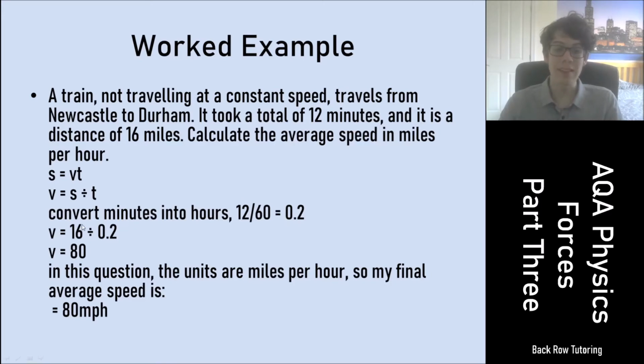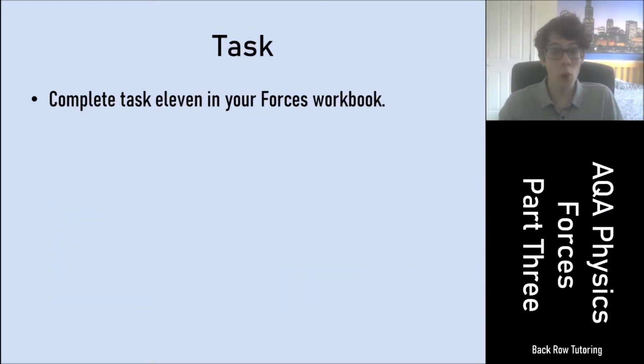V is equal to 16 divided by 0.2. So our velocity, or our speed, is equal to 16 miles divided by 0.2 hours. So that means our speed is 80. In this question, the units are miles per hour, so my final average speed is 80 miles per hour. If you're following along in your revision workbook, pause the video now and complete task number 11.